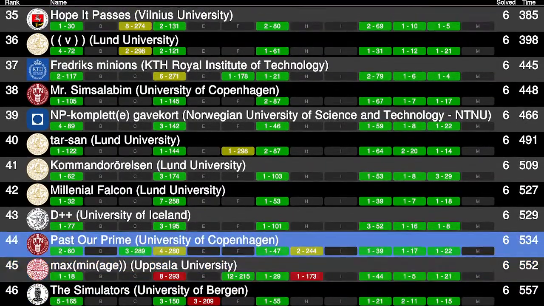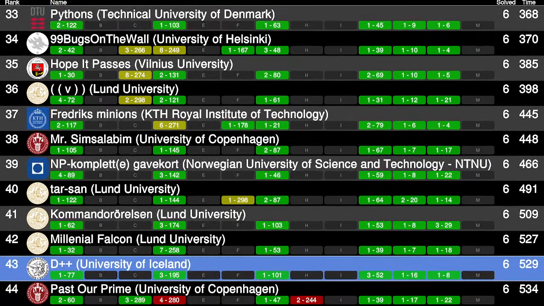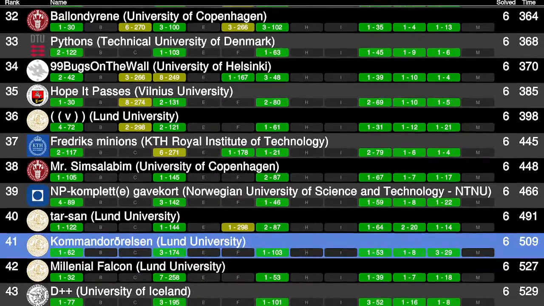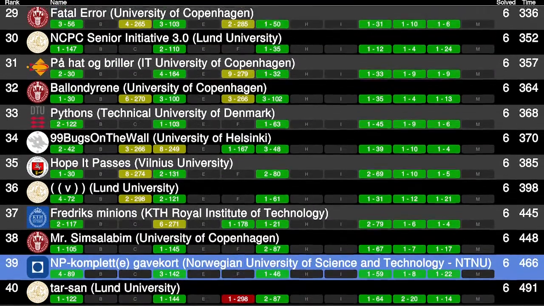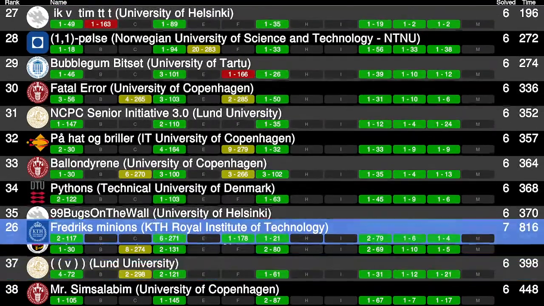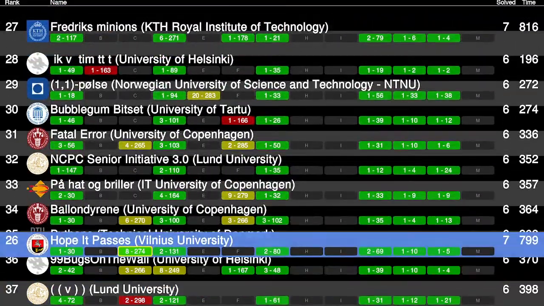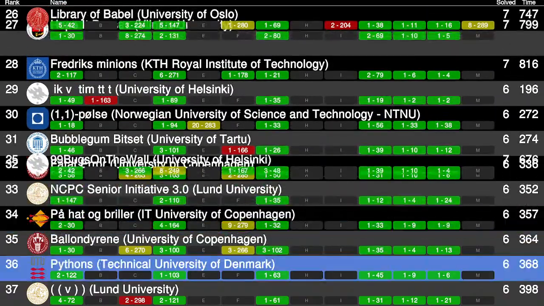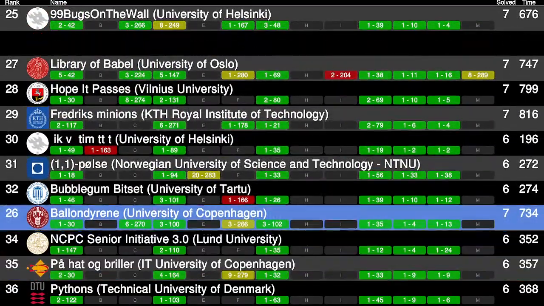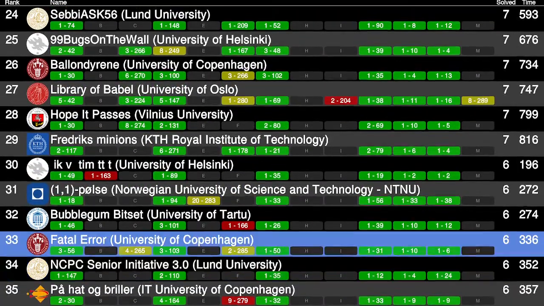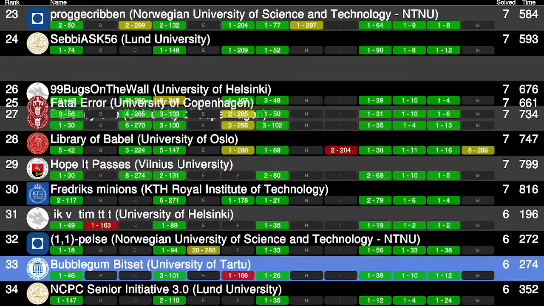VA Enthusiast, Max Min Age are done. Past our prime, are past their prime. D++ from University of Iceland, we briefly paused there because D++ are the Icelandic student champions this year, the best ICPC eligible team from Iceland. Moving on up, Kommandorörelsen, out of commands, Tarzan, Fredrik's Minions, moving up. Hope it passes, moving up. 99 bugs on the wall, everyone's moving up, everyone's solving problems.